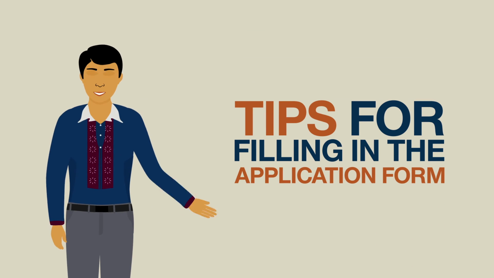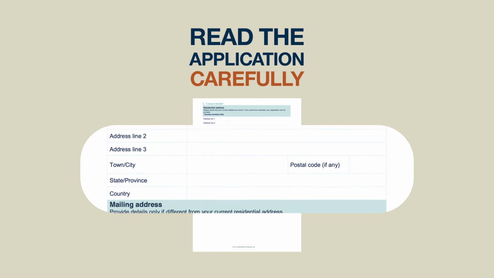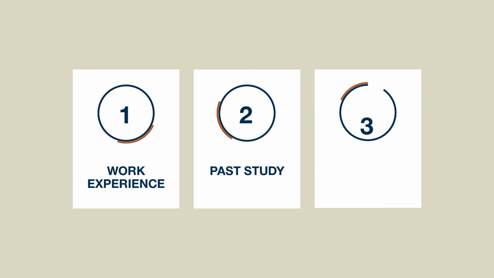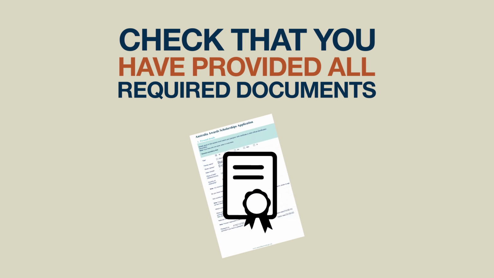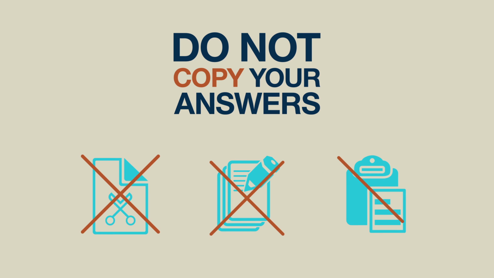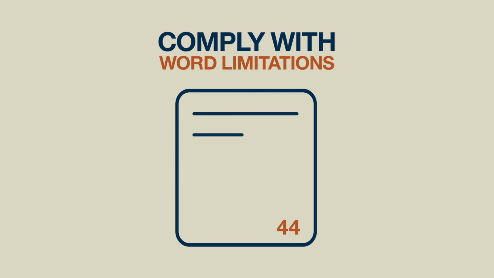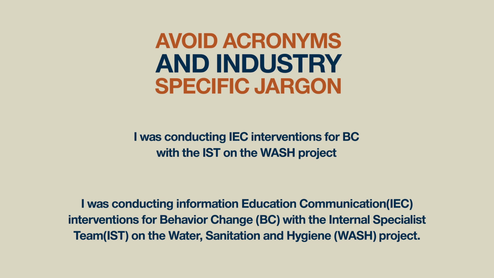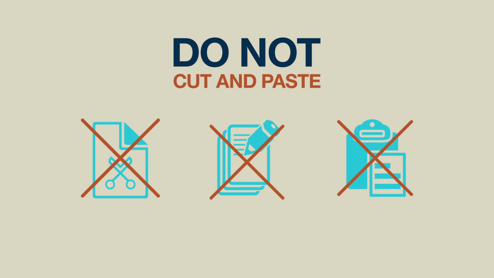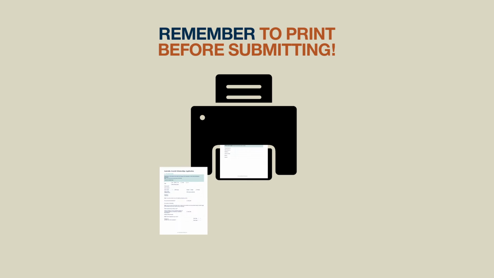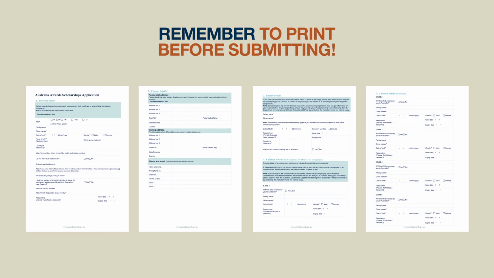Here are some tips for filling in the application. Read the application carefully and complete each section. Make sure you can link your work experience, past study and future goals to development in Mongolia whenever you can. Check for spelling and grammar mistakes. Check that you have provided all required documents. Do not plagiarize your answers. Be careful to comply with any word limits in some sections. This will be stated in the application form. Avoid acronyms and jargon. Do not cut and paste from job descriptions, performance reviews, or government reports. Remember to print your application before you press the Submit button.